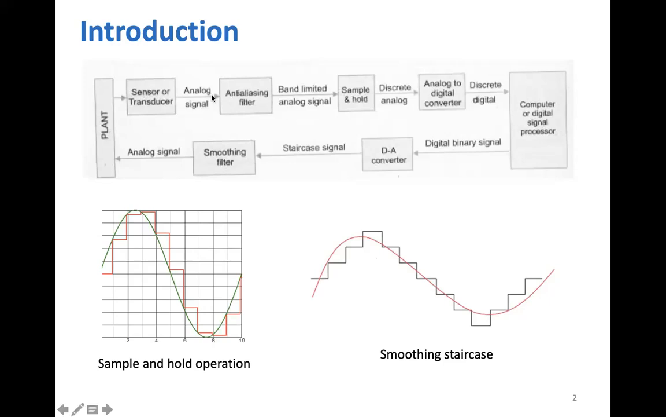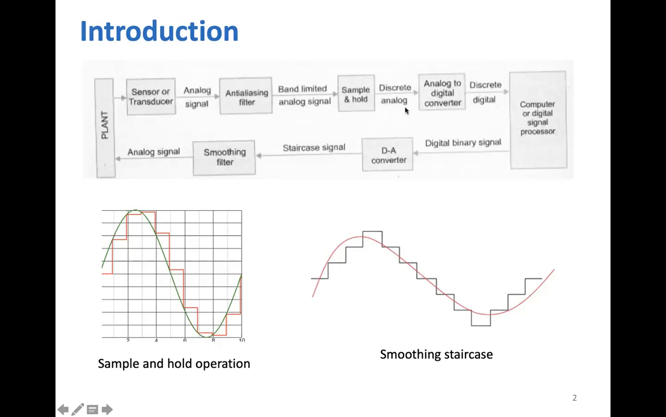So the analog signal is sent to an anti-aliasing filter, and then I look at this band limited analog signal. Then I'll send it to a sample and hold circuit. You would have done sample and hold in your experiments, where it is sampled for a time and then held for a certain amount of time. This line from left to right is sampling, and from down to the top is holding of value. So sampling is here and holding is here.